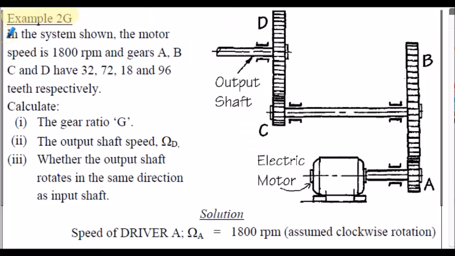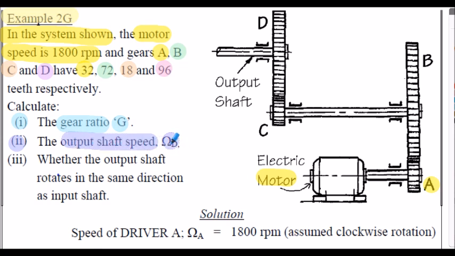Example 2G. In the system shown, diagram on the right hand side here, the motor speed is 1800 RPM. This is the motor, so the speed of gear A is 1800 RPM. And we know that gears A, B, C, D have the following teeth numbers respectively. We're asked to calculate part one, the gear ratio, capital G. Part two, the output shaft speed, so omega D. This is the output shaft shown here, labeled D. And finally, whether the output shaft rotates in the same direction as the input shaft. I'm just going to show you the solution here, and I'll let you review it at your own pace.